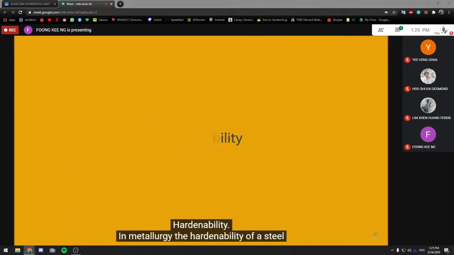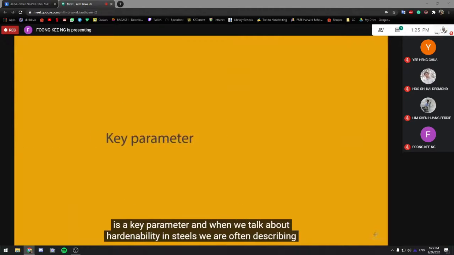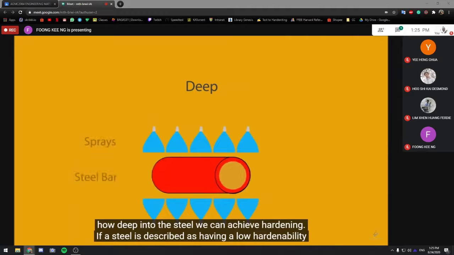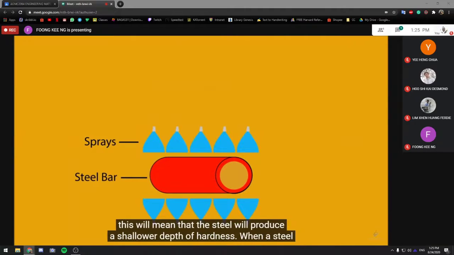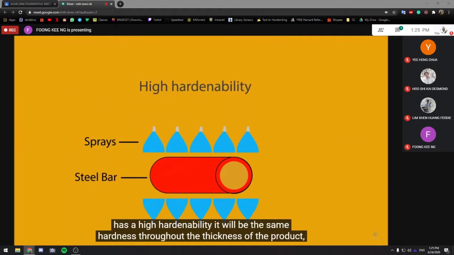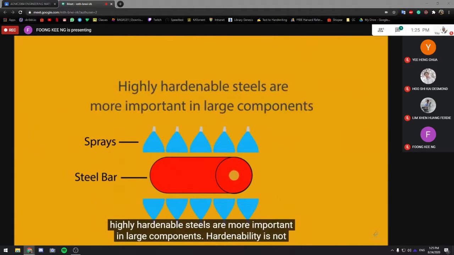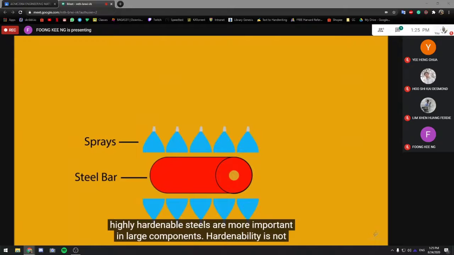Hardenability. In metallurgy, the hardenability of a steel is a key parameter, and when we talk about hardenability in steels, we are often describing how deep into the steel we can achieve hardening. If a steel is described as having a low hardenability, this will mean that the steel will produce a shallower depth of hardness. When a steel has a high hardenability, it will be the same hardness throughout the thickness of the product. Highly hardenable steels are more important in large components.